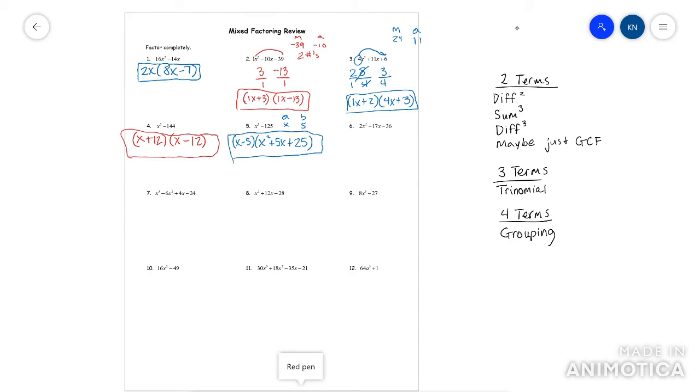Okay, this next one, 3 terms. So it's probably going to be a trinomial. So I'm going to rainbow and find the combo of numbers. So 2 times 36 is 72. That's what my combo of numbers has to multiply to be. It has to add up to be negative 17. So that's negative 9 and negative 8.